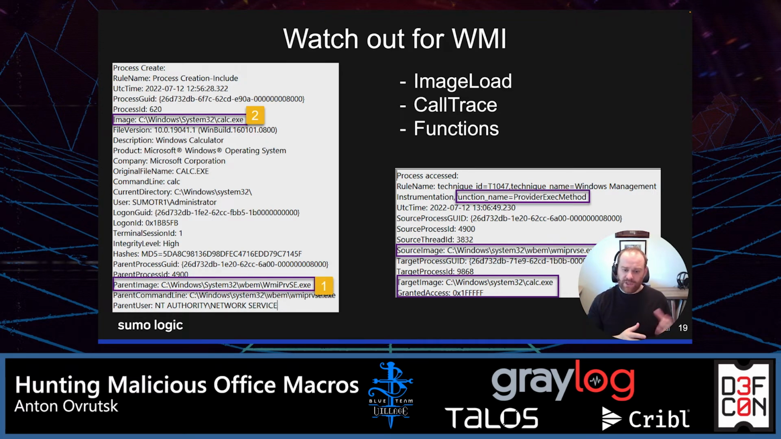The image on the left is showing WMI PRVSE spawning calculator as opposed to WinWord. We can also see on the right-hand side of the slide WMI PRVSE accessing the memory space of calc.exe with a suspicious function call. All this information can be correlated back up to WinWord, but the process tree will look a little different and will not show calc being spawned from WinWord. So it's just something to watch out for.